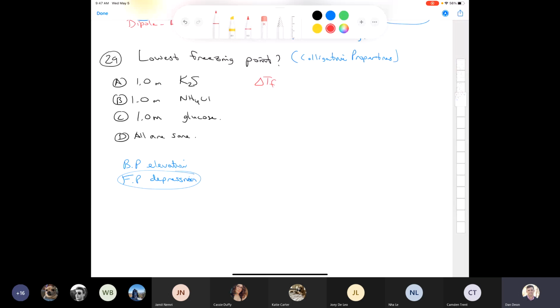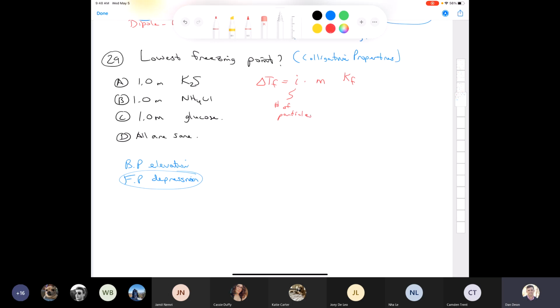So we say the change in the freezing point is equal to i, the Van 't Hoff factor, multiplied by m, the molality, multiplied by Kf, the molal freezing point depression constant. The Van 't Hoff factor is nothing more than the number of particles. If I look at these three compounds, they all have the same concentration, and I'm talking about a solution of each one in water. I can imply that these are all aqueous solutions. So the question becomes, which one is going to produce the most particles?